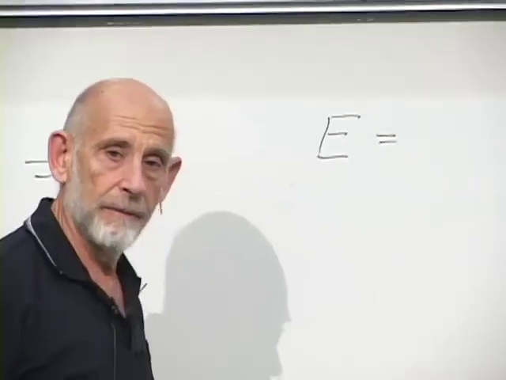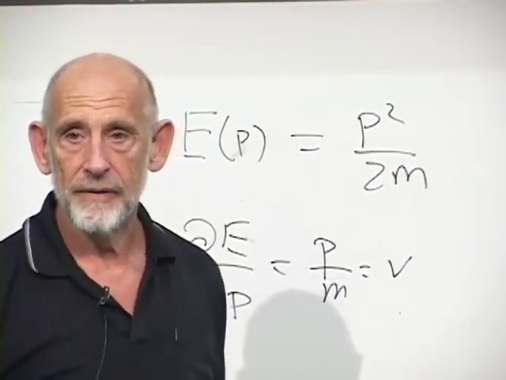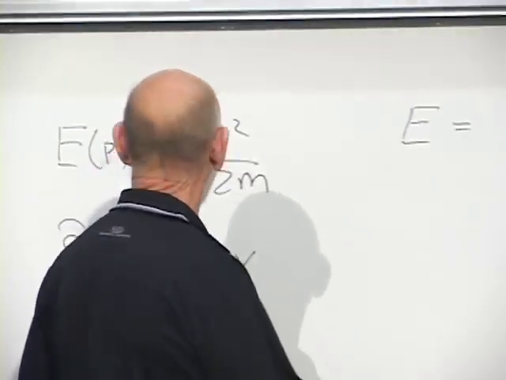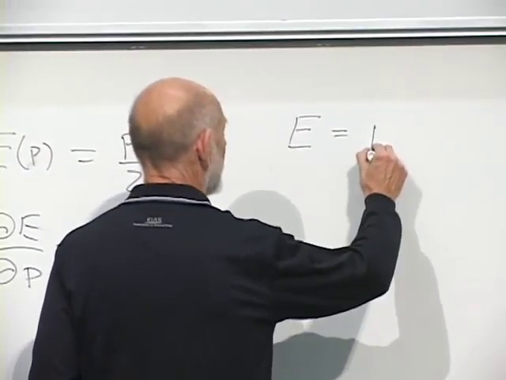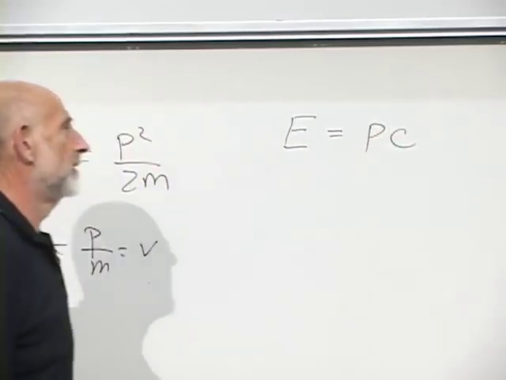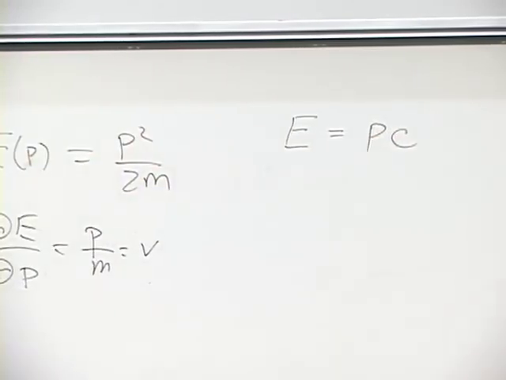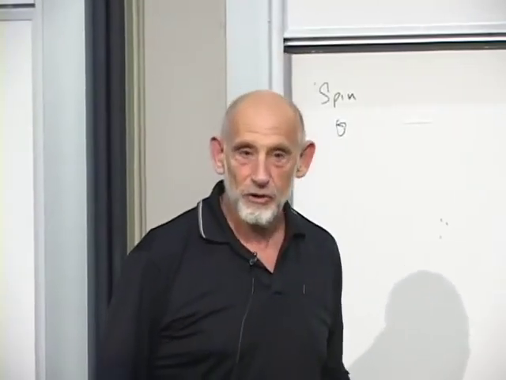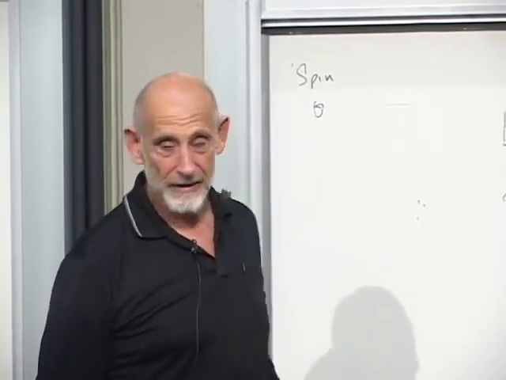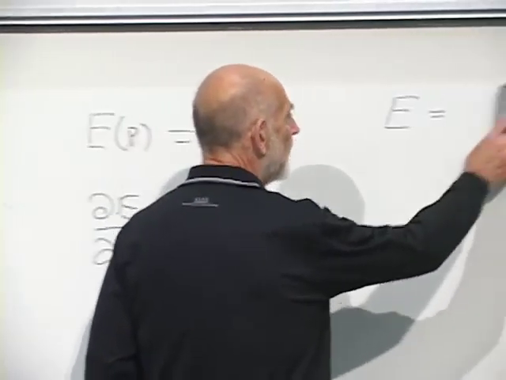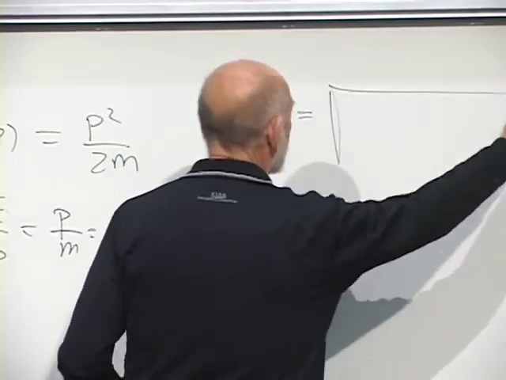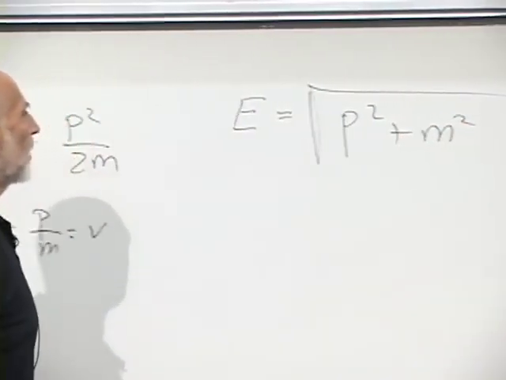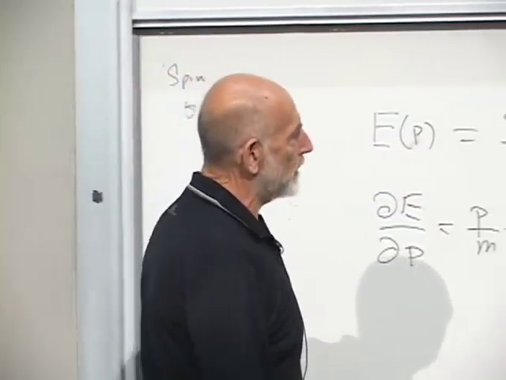Let's start with a photon. Is it E equals p times c or E equals p over c? p times c, right? Yeah. E is equal to p times c. What is the derivative of E with respect to p? Which is, of course, the velocity of a photon. All right? Let's try it a little more generally. E equals the square root of p squared plus m squared. Okay, now it gets a little hard. Derivative of E with respect to p.